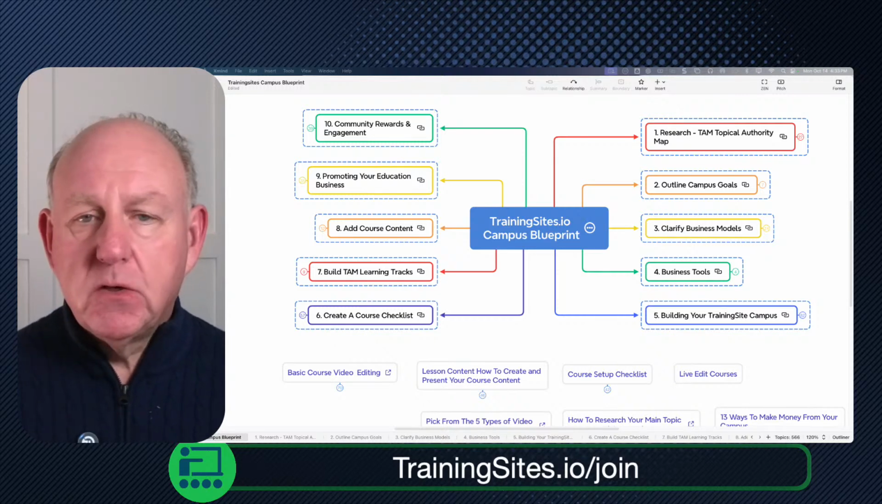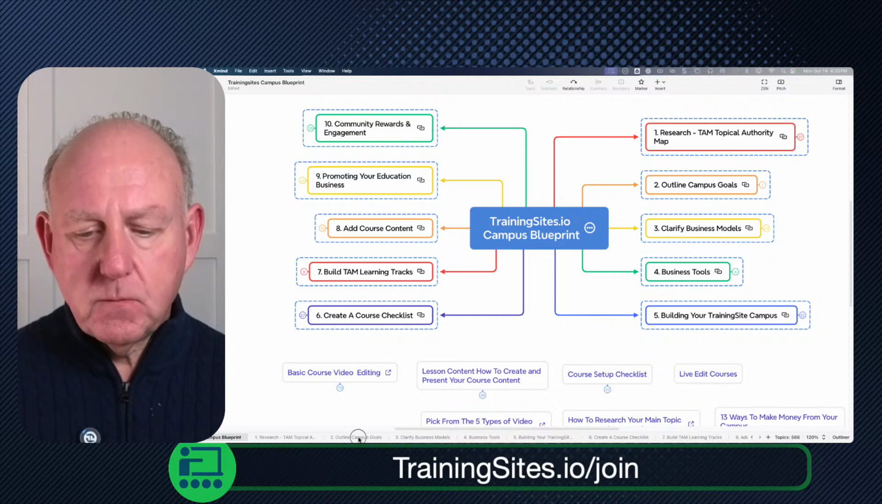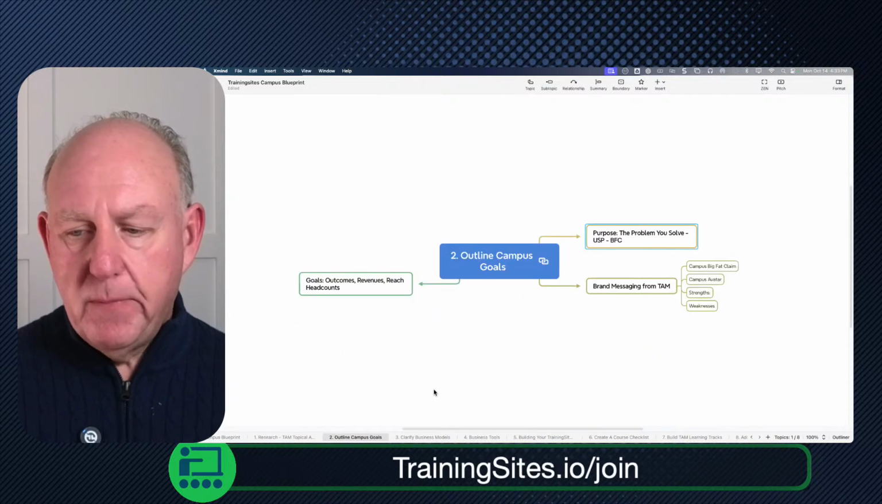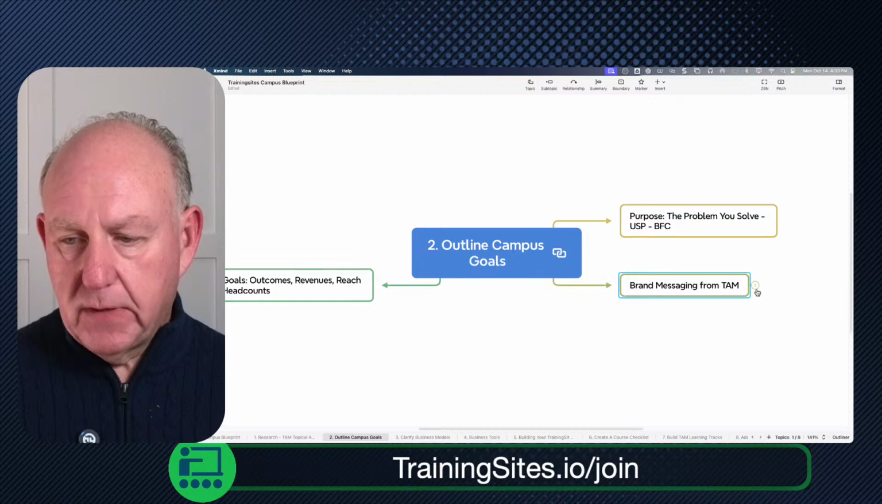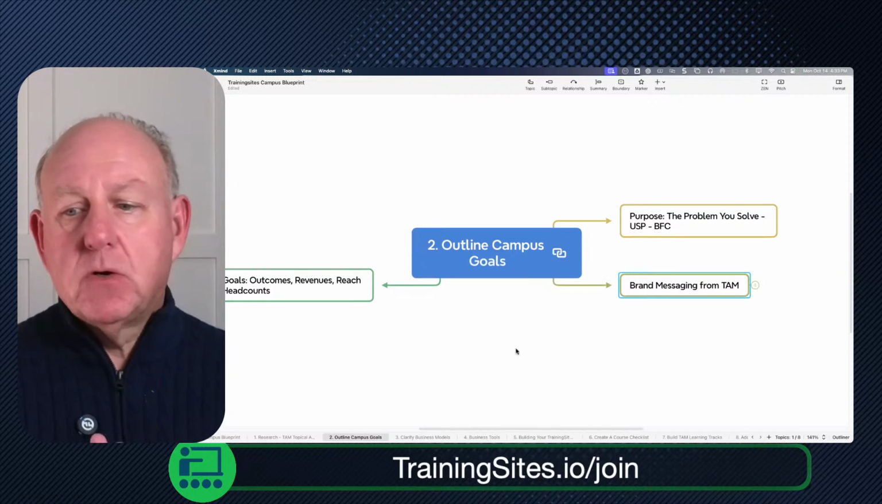But number 2 is all about, let me open this one up here. We'll make it a little bit bigger so that you can see it. And actually, let's do fit to map, see if I can get that one going. There we go. Okay, campus goals.